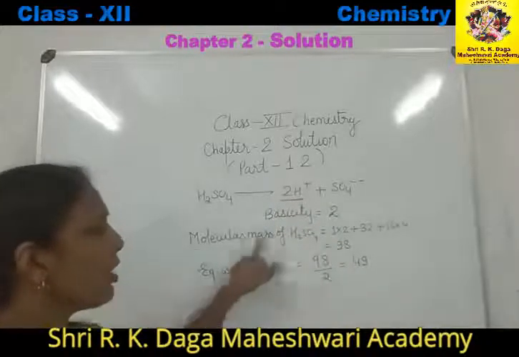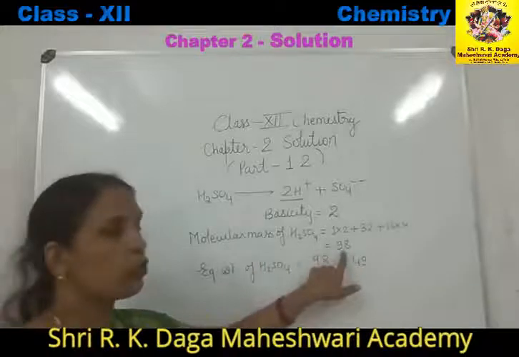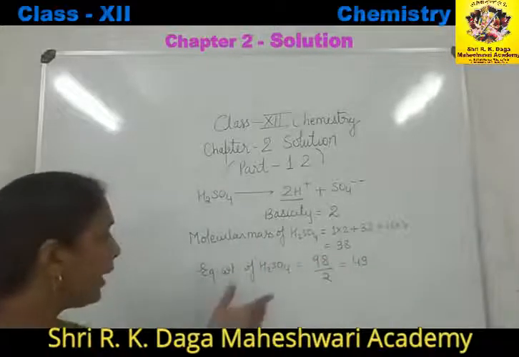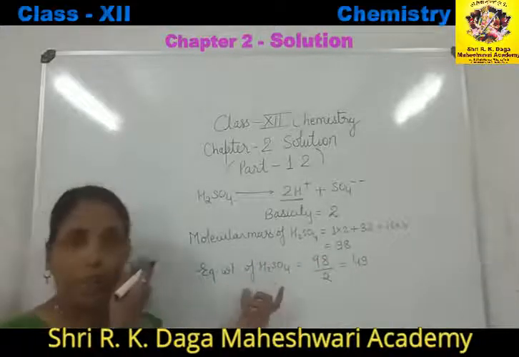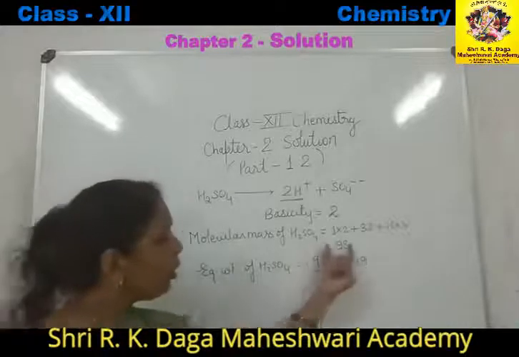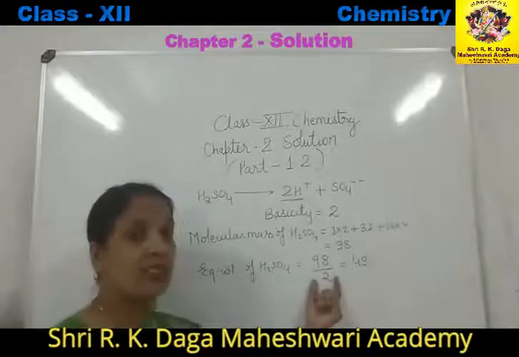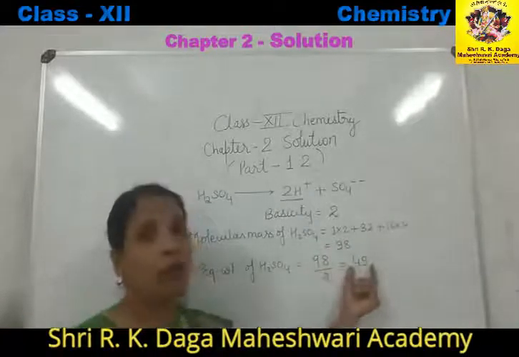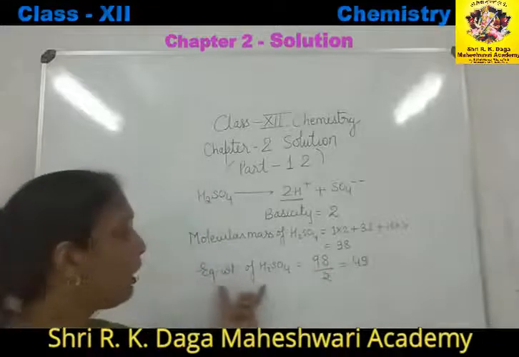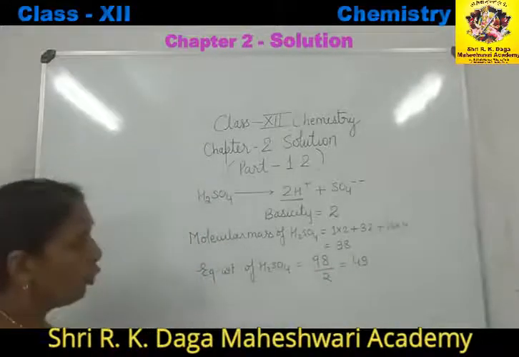Now what is the molecular mass of H2SO4? The molecular mass of H2SO4 is 98. So the equivalent weight of H2SO4 can be calculated by dividing the molecular mass of H2SO4 by its basicity. So we will get 49 here. So 49 will be the equivalent weight of H2SO4.